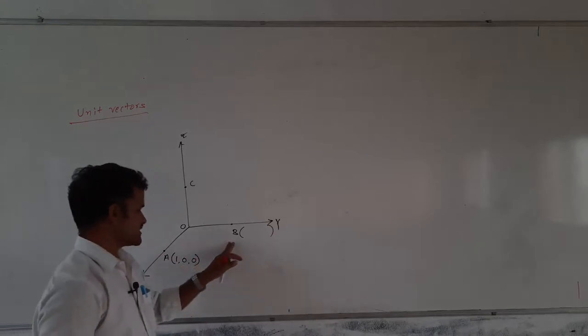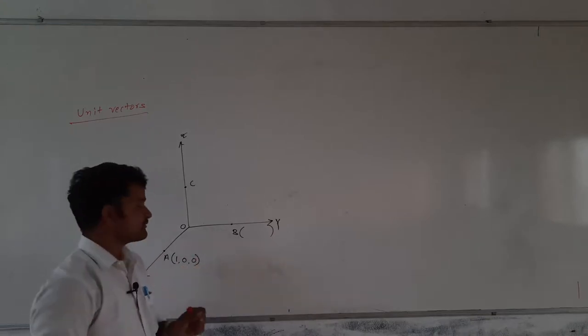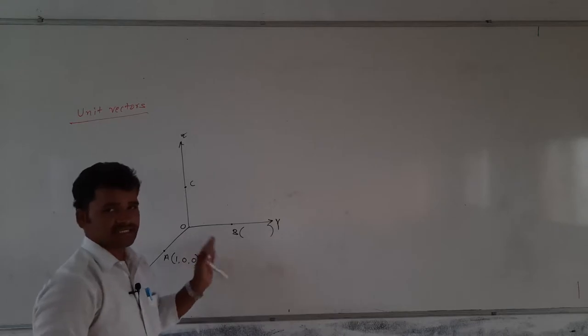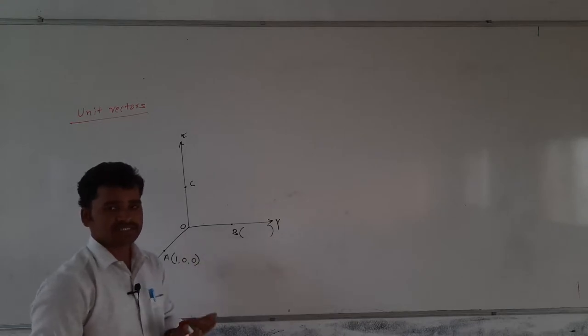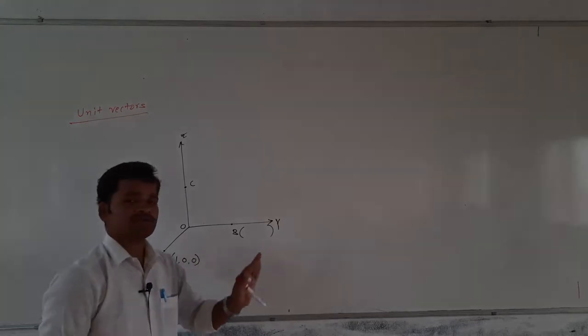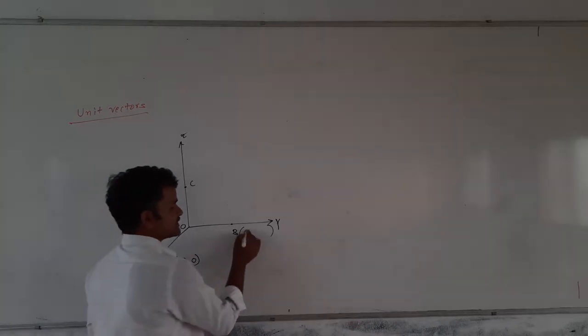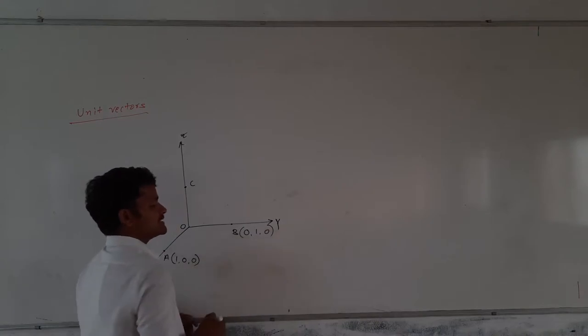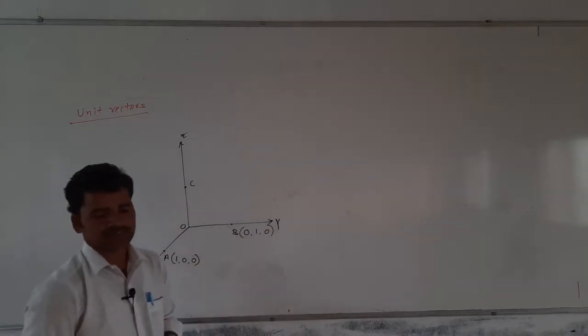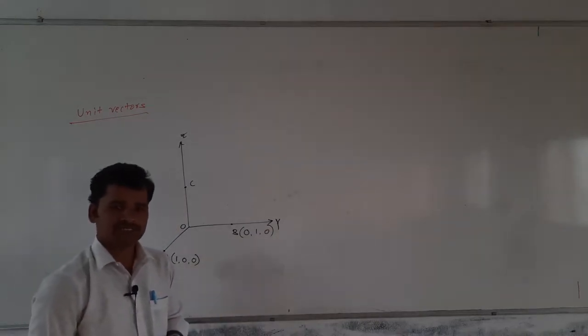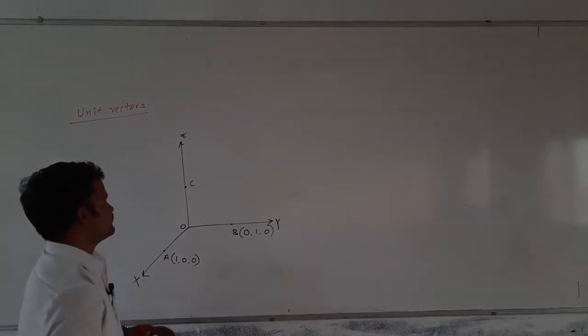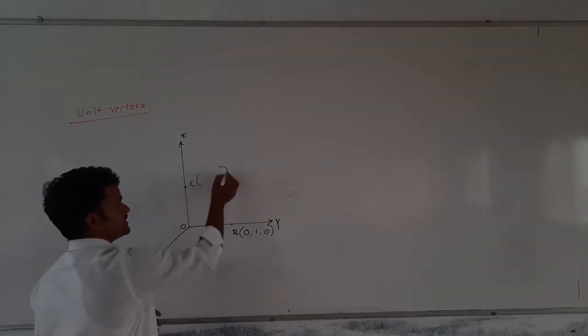Now coming to the coordinates of point B, which is on the y axis. To represent point B, instead of moving on the x axis and z axis, we will not move on them, we directly move along the y axis. Here, one unit distance, so the coordinates of point B will be 0, 1, 0.